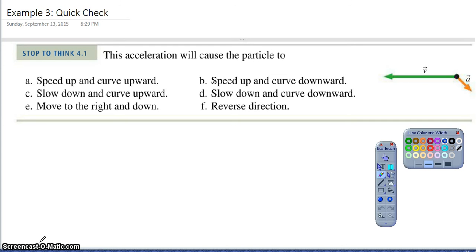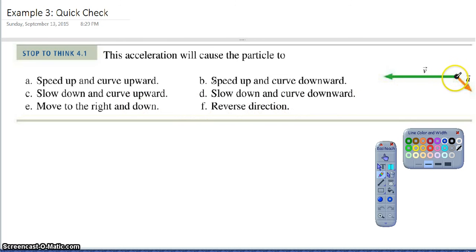So based on this diagram where I have my velocity going off to the left and the acceleration down and to the right, what will the actual particle do? What will the acceleration cause it to do? Speed up and curve upward, speed up and curve downward, slow down and curve upward, slow down and curve downward, move to the right and down, reverse the direction.